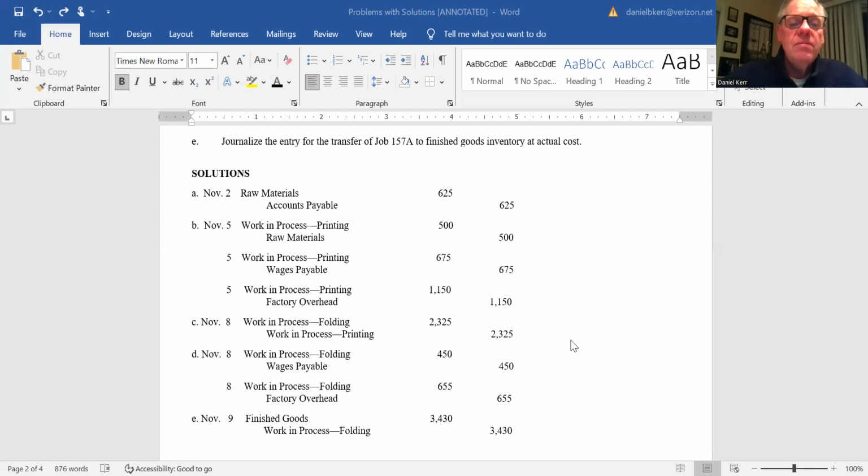So it started out in work in process printing, then the costs were transferred to the folding department. Some additional costs were incurred, and the next stop after the folding department is the finished goods department, or finished goods inventory. Right, so to get full credit there, you had to get all the journal entries correct.